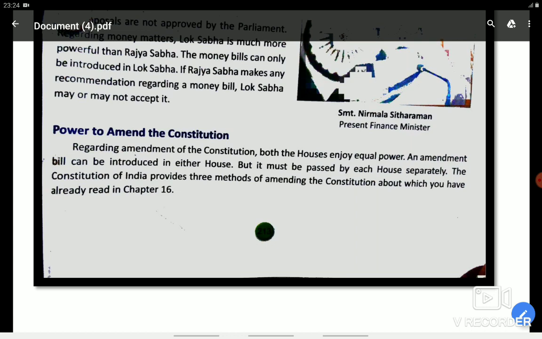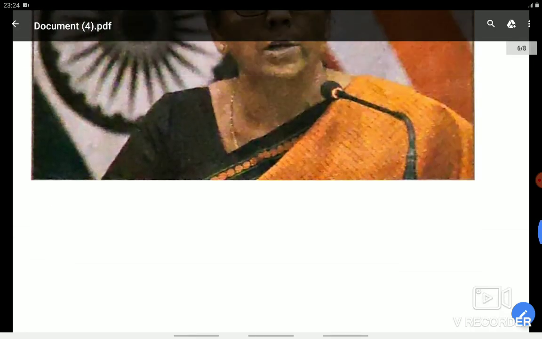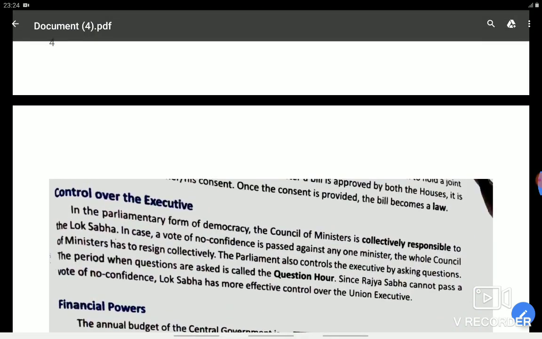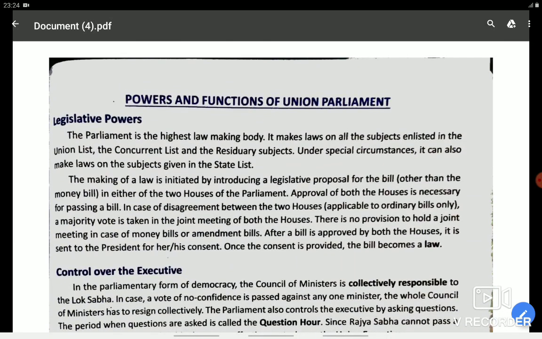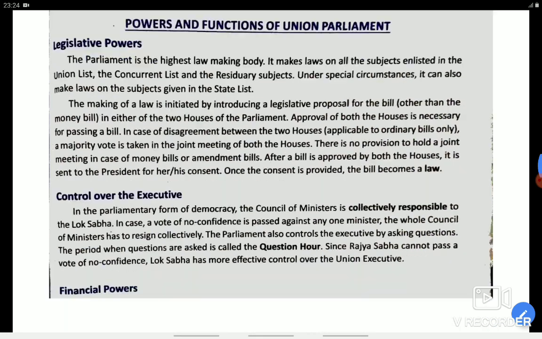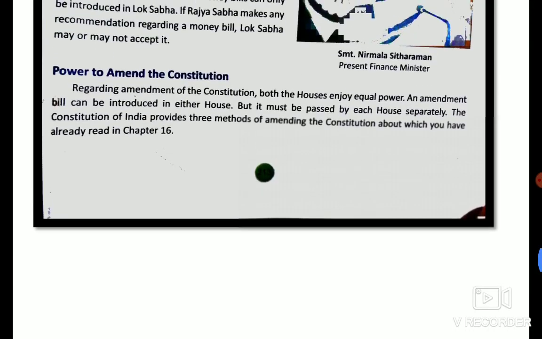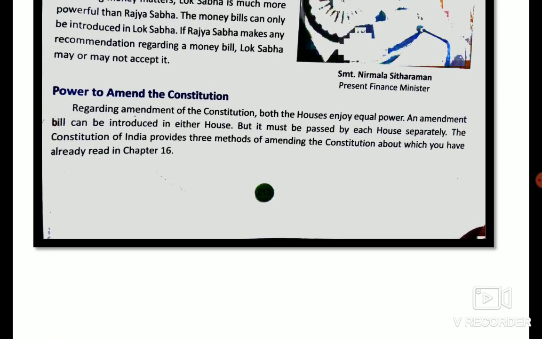Previously, we discussed financial powers and control over executive and legislative powers, that were all the powers and functions of Union Parliament. The next power and function of Union Parliament is power to amend the Constitution. Amend means to bring some changes in the Constitution.